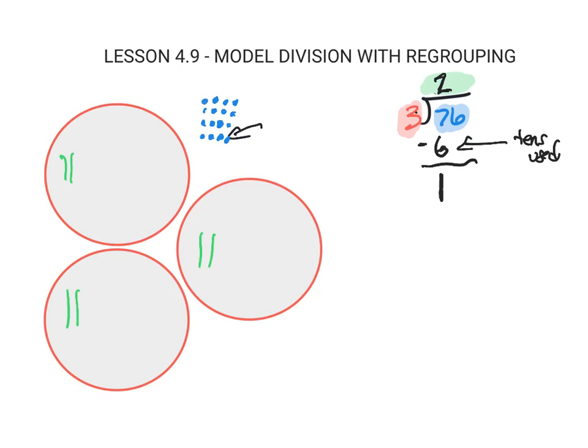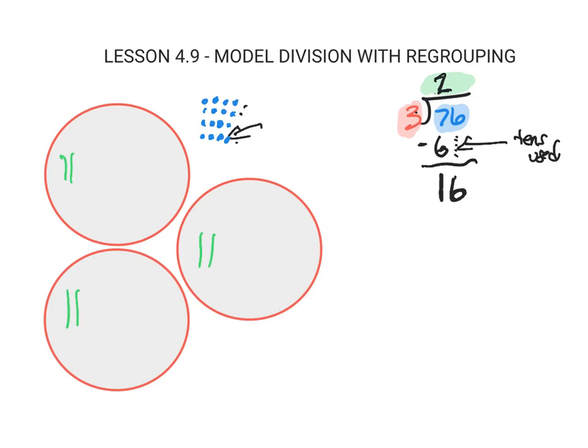Awesome. Now what that looks like over here is this. It's actually really cool. You bring your 6 down. Now I have 16. That's 16 ones to share. Pretty cool, because I regrouped. So how many dots do I have? 4, 8, 12, 16. I have 16 dots or 16 ones. Pretty awesome, right? That 16 is the same as that.